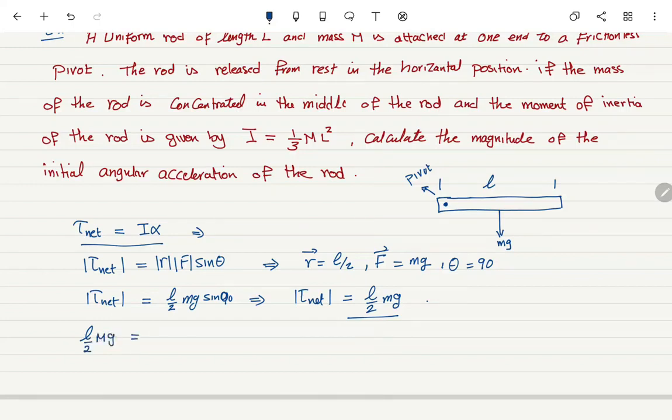equal to 1/3 ml squared times alpha. You simplify this equation, so the magnitude of the angular acceleration will be 3g over 2L.